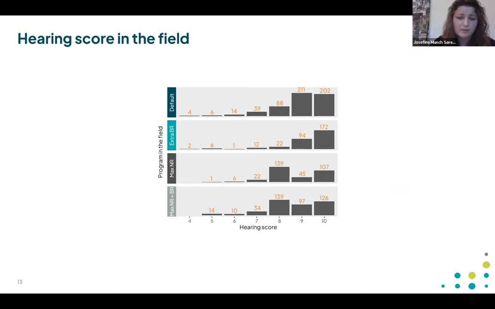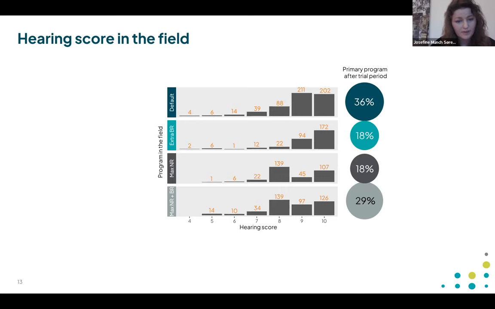have lower scores. But is that because people do not prefer noise reduction? Probably not, because 74% chose to actually update their primary program to one of the programs that have maximum noise reduction. So let's try and divide it a little bit further.